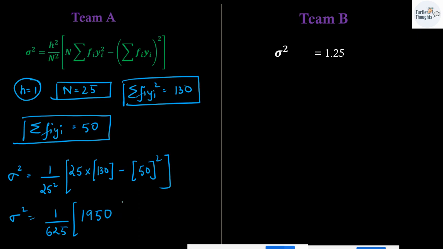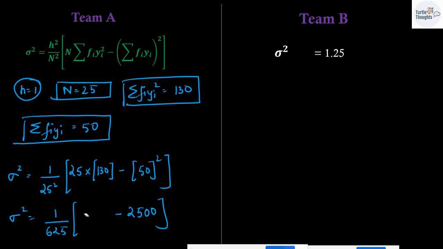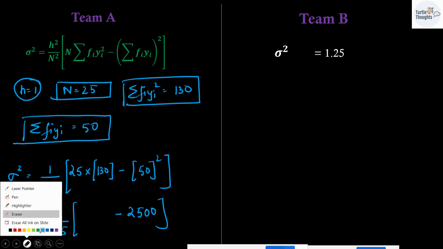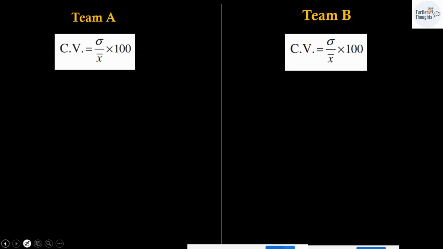Minus 2500. Sorry, wait, have I done anything wrong? 25 and 13, no, it is 325. Sorry, 25 multiplied by 13 is going to be 250 plus 75, right? So it is going to be 325 followed by a 0. So this is going to be my answer for sigma square.